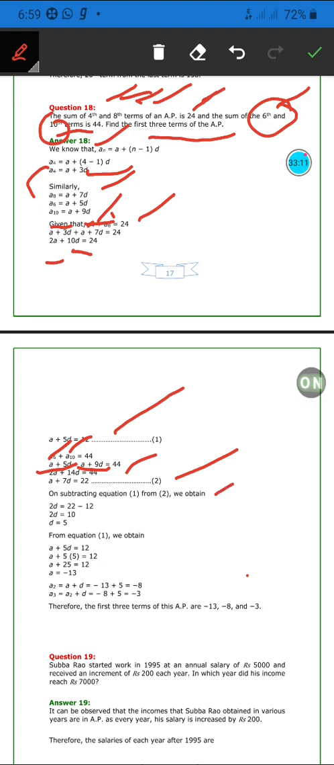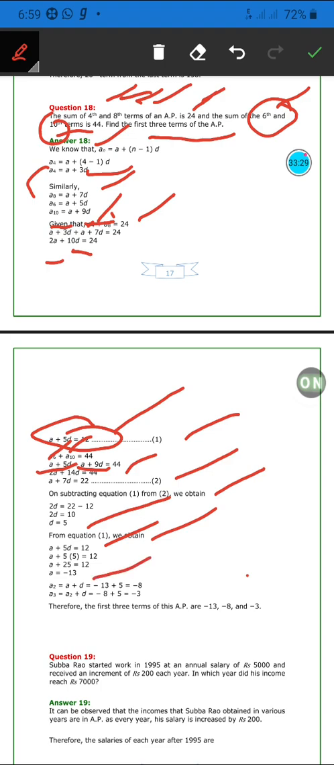So D equal to 5, put the value of D equal to 5 in equation 1. So what is equation 1? A plus 5D equal to 12. So put the value of D in equation 1, A equal to minus 13. What is A2? A plus D. So put the value of A and D, we get A2 as minus 8, A3 as minus 3. So this is the AP: minus 13, minus 8, minus 3.